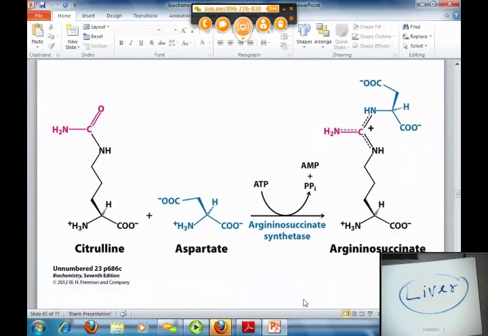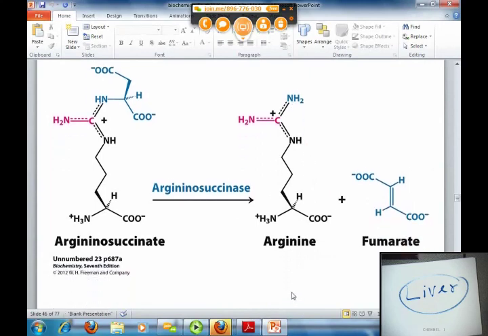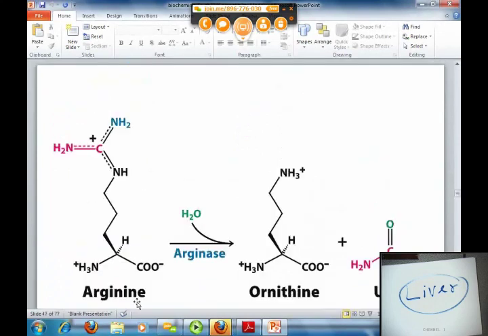And now we can go from arginosuccinate to arginine. So here arginosuccinase is the enzyme, arginine is produced, and fumarate is being released. And then the fumarate will also enter into the TCA cycle, and the arginine now, with the hydrolysis, will remove this urea, and it will produce ornithine. So you can see this one. Arginase is the enzyme with water, ornithine, and urea now is being produced.